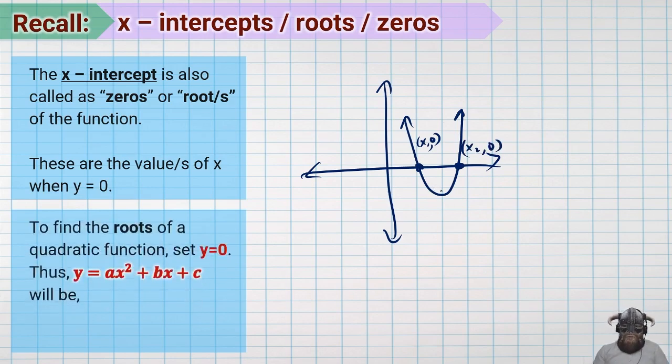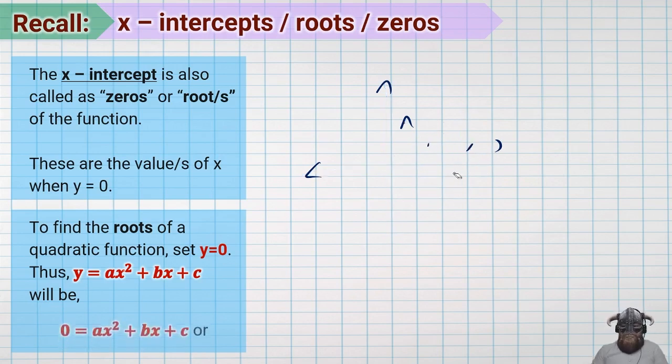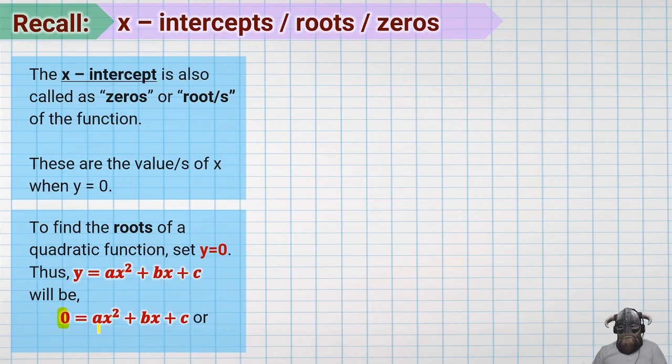To find the roots of a quadratic function, we have to set our y to 0. Thus, our general form y = ax squared plus bx plus c will be 0 = ax squared plus bx plus c. Just to get the roots, we have to set y to 0. Using the symmetric property, we can make it ax squared plus bx plus c = 0, which is actually our quadratic equation standard form.